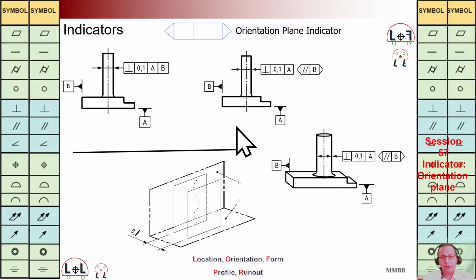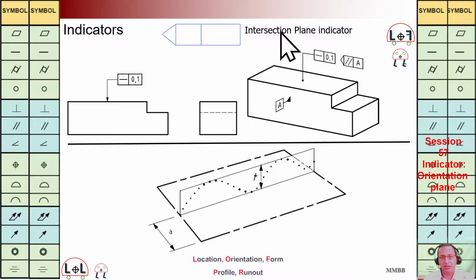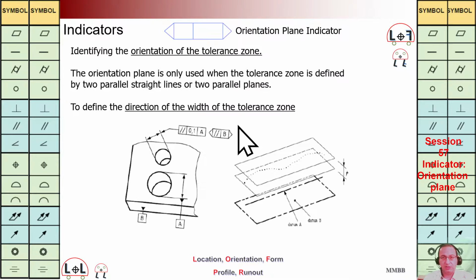Just here, I would like to highlight this orientation plane indicator. We are going to have two planes. We are not going to extract any curves, any lines, the same as, let's say, the intersection plane indicator, because we used to extract the curve or lines when we have an intersection plane. But in the orientation plane indicator, we are going to have two planes, and we are going to highlight clearly what is the orientation of the TZ.